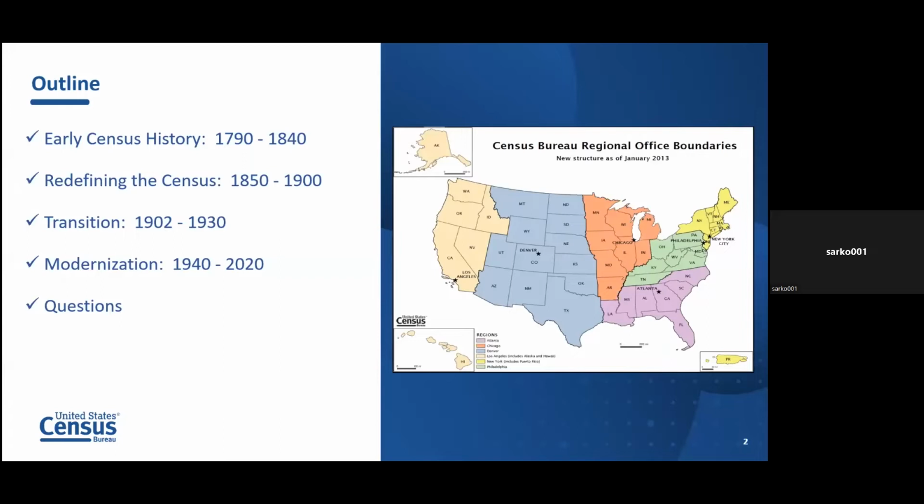The outline for today, I've got it broken down into basically four periods. The early census history, which is 1790 to 1840. And then redefining the census, the 1850 census, all the way to the 1900 census. And then sort of the census transition period from 1902 to 1930. And then modernization of the census, which occurred from 1940 to 2020. And then any questions you may have.